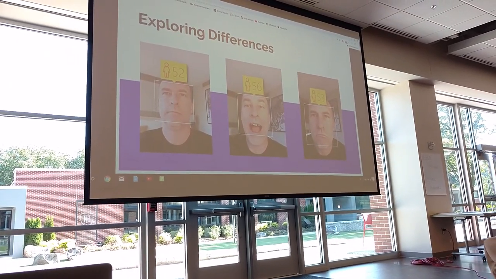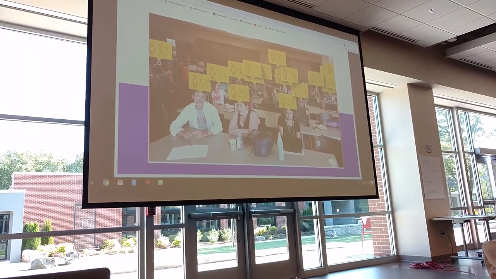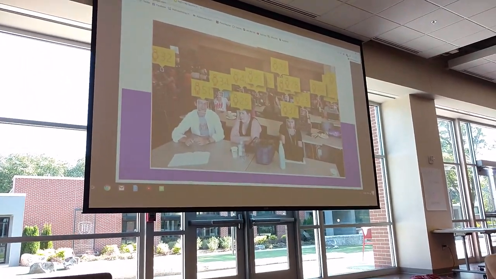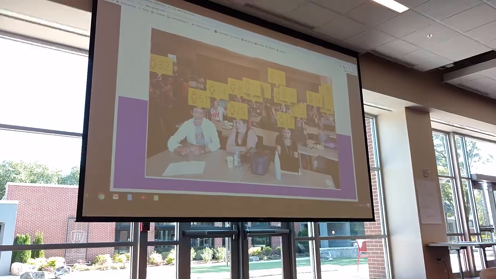And I'll just leave you with this. Some of you discovered that you can take a picture of a whole group, and it will attempt to assess the room. Christopher's not here. He left, right? And he's right up front and center.